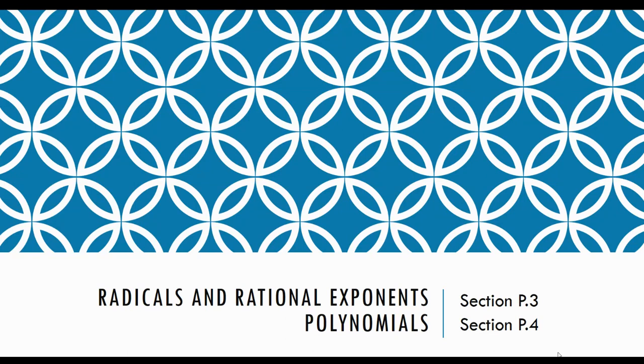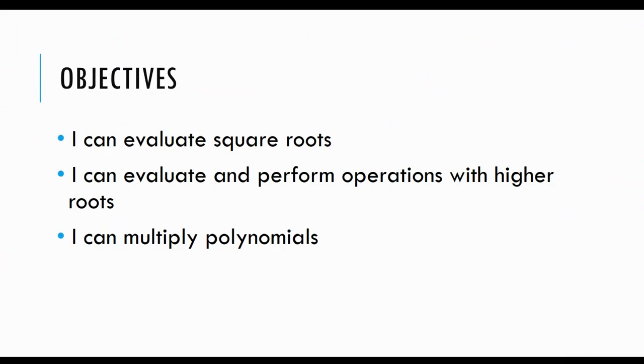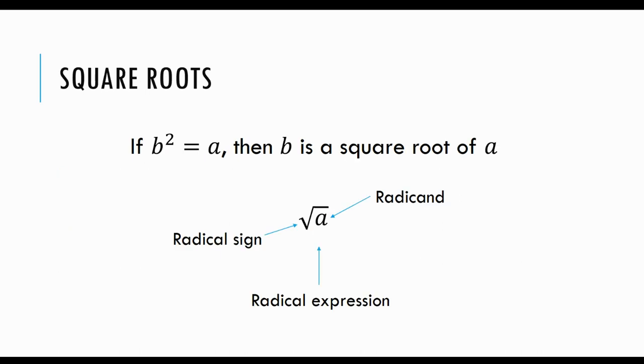Today we're going to look at a couple of sections from chapter P, sections P3 and P4, looking at radicals and rational exponents as well as polynomials. So today we are going to be evaluating square roots. We're going to evaluate and perform operations with higher roots as well as multiply polynomials.